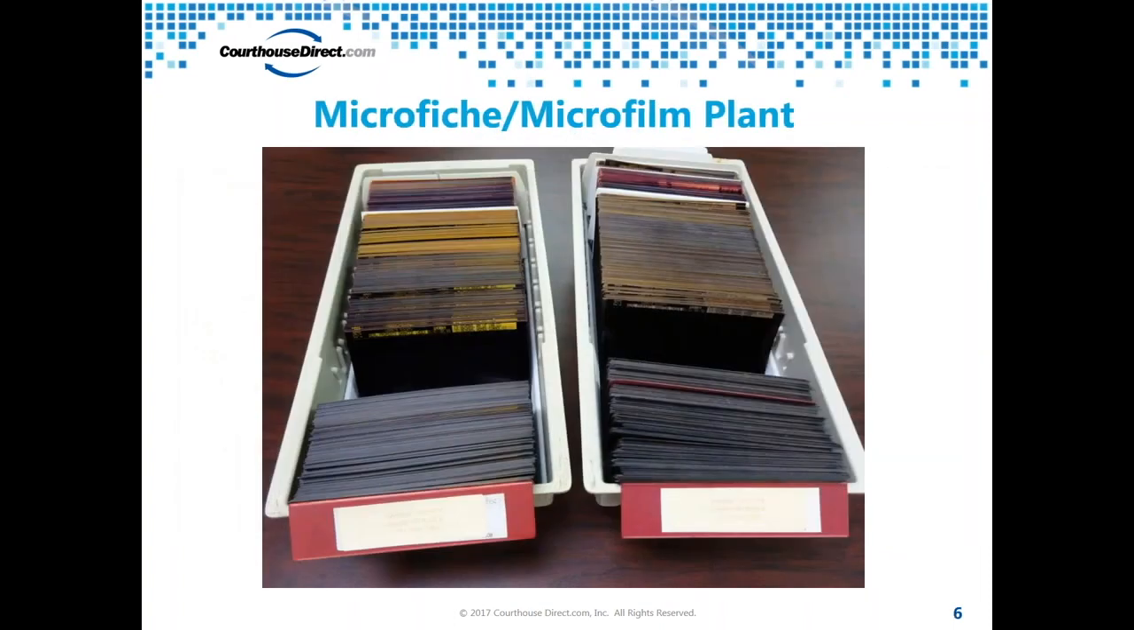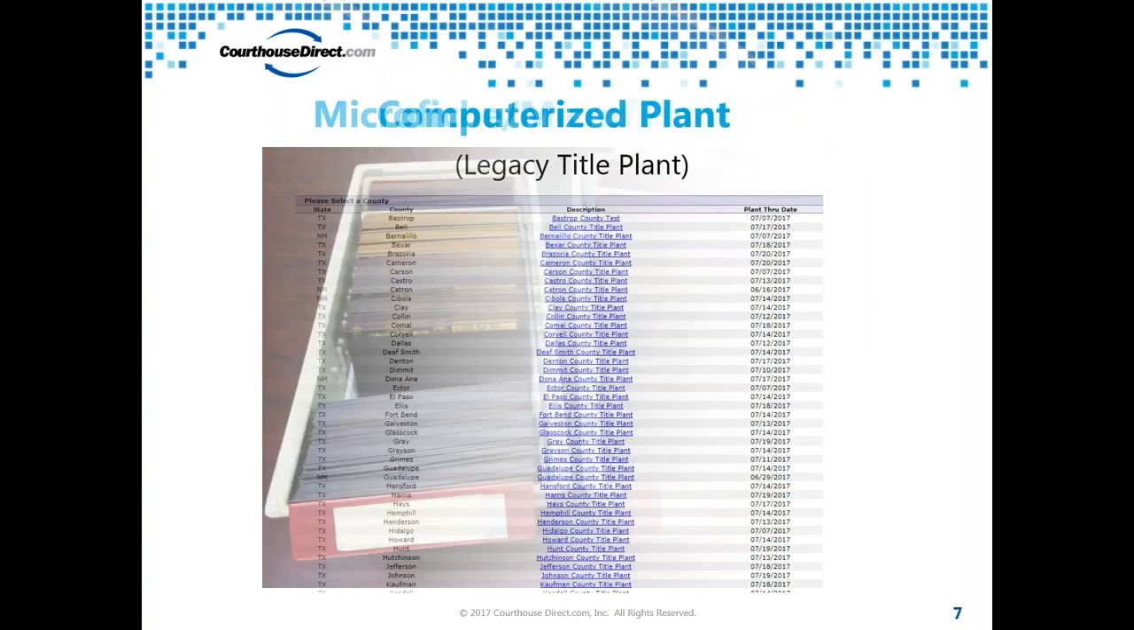And then this same data at some point was put onto microfilm or microfiche, and we were able to do our searching through the title plants and through the grantor-grantee indexes using this product, which is this microfiche. In some ways, microfiche was very good because you could put the information in there about the subdivision or the name and be able to view 1,000 records at a time. That's pretty powerful to be able to do.